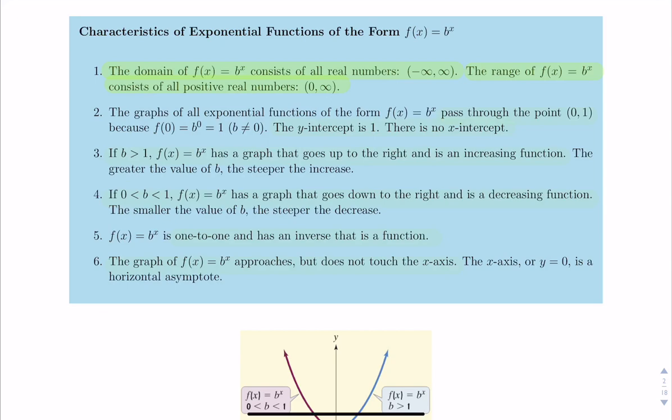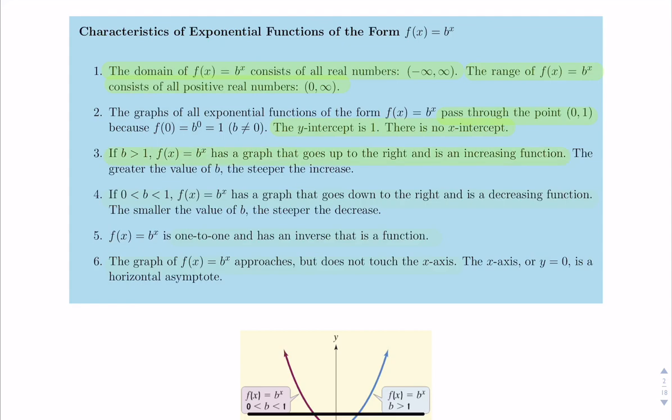The graphs of all exponential functions of the form f of x equals b to the x pass through the point (0, 1), because f of 0 is b to the 0, which is just 1, as long as b is not equal to 0. The y-intercept is 1, and there is no x-intercept because you keep getting closer to the x-axis, but you never touch it. If b is greater than 1, the graph goes up to the right and is an increasing function.